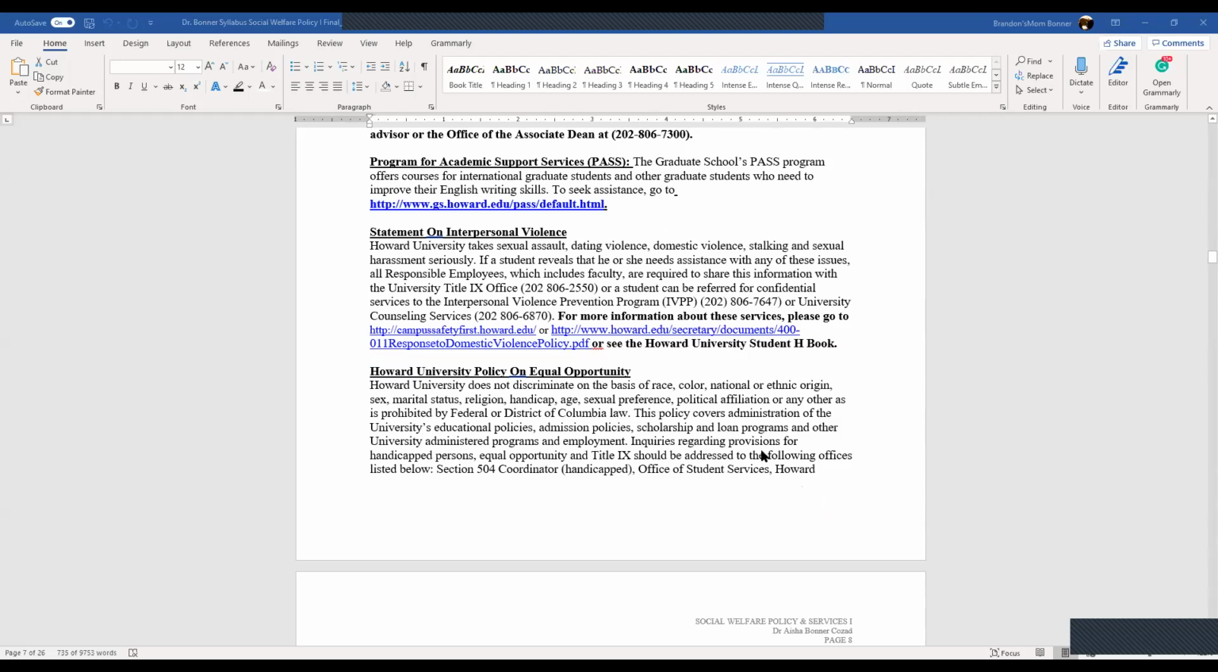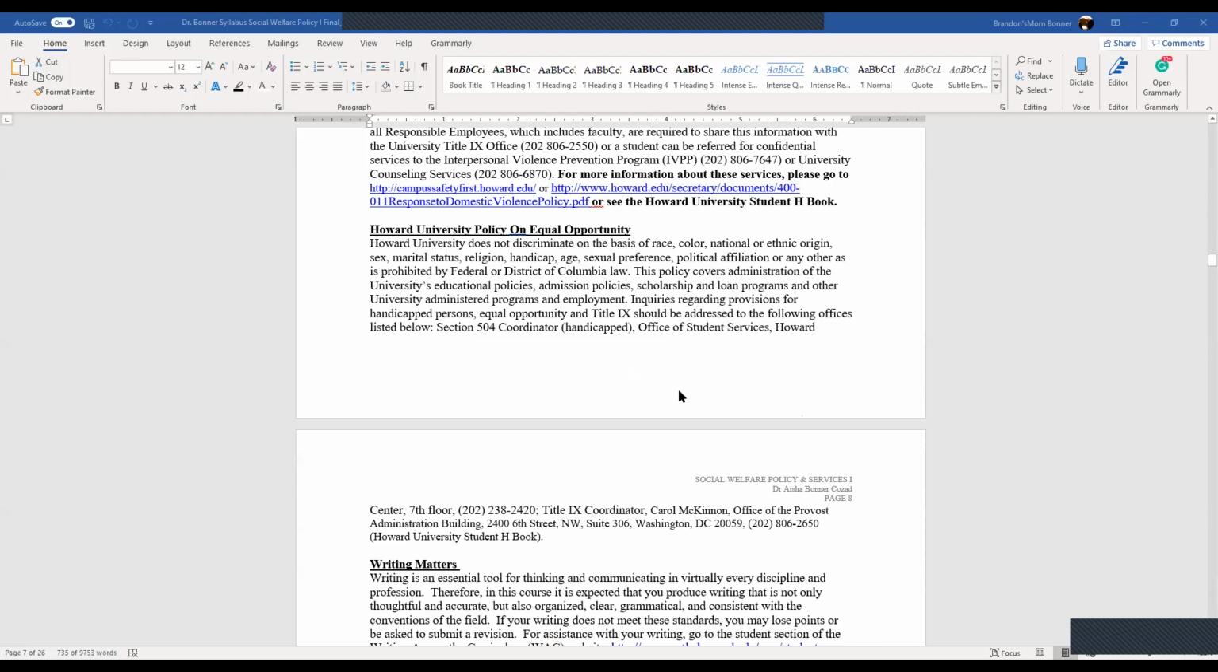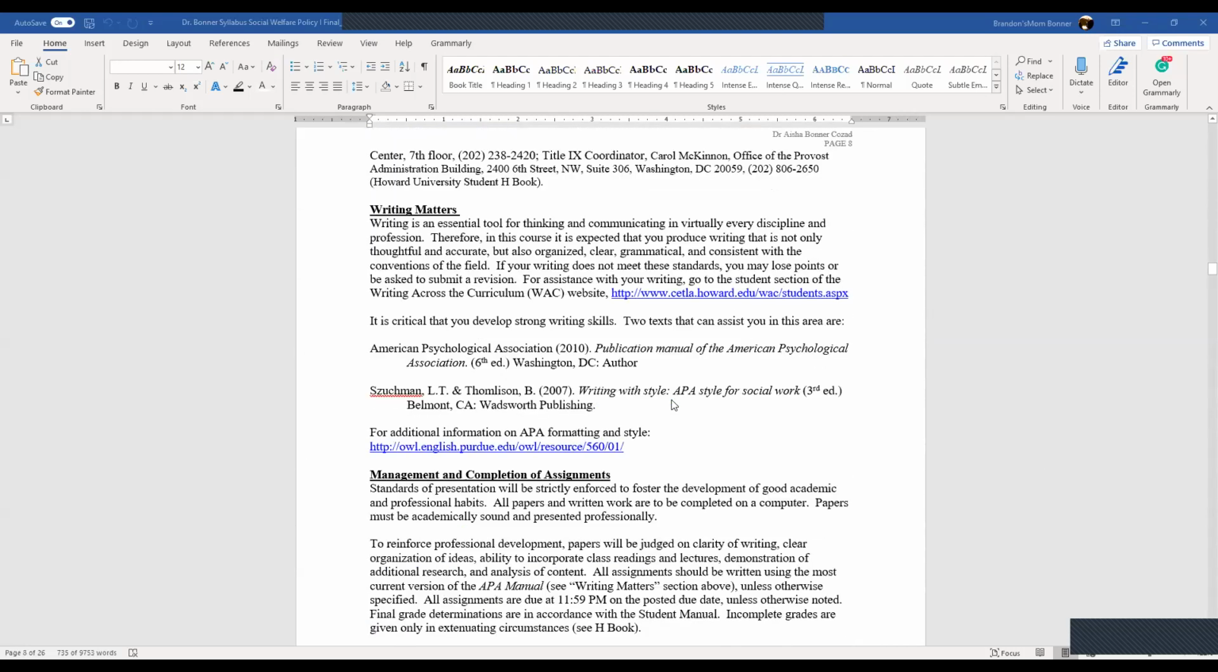If you are experiencing any type of interpersonal violence, or you are seeing someone who is experiencing that, we do have a department that you can reach out to, as well as the counseling center. But, you know, please make sure to address that and either get help or get help for someone else. Here's our policy on equal opportunity.